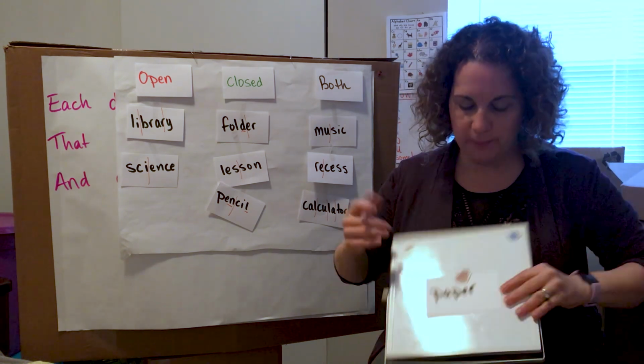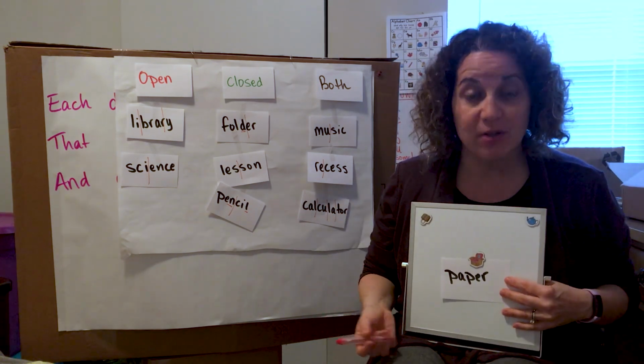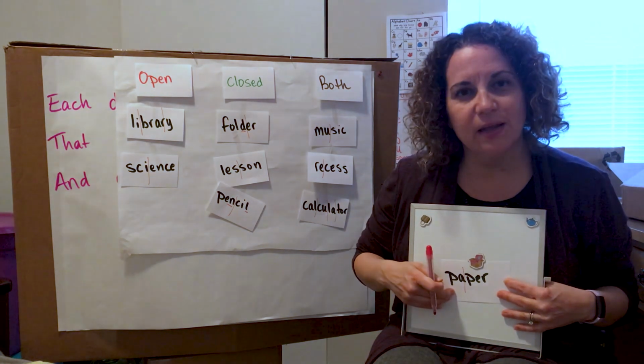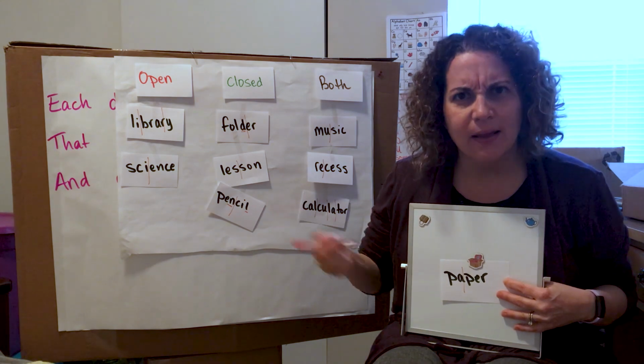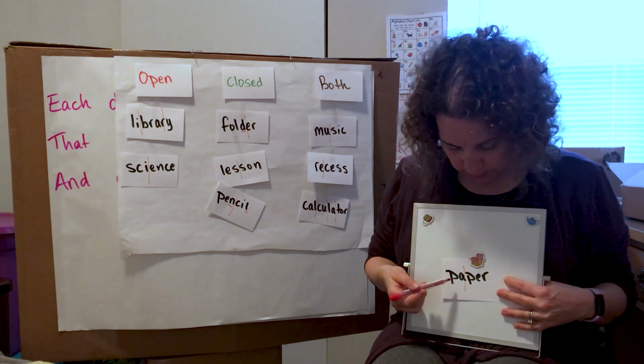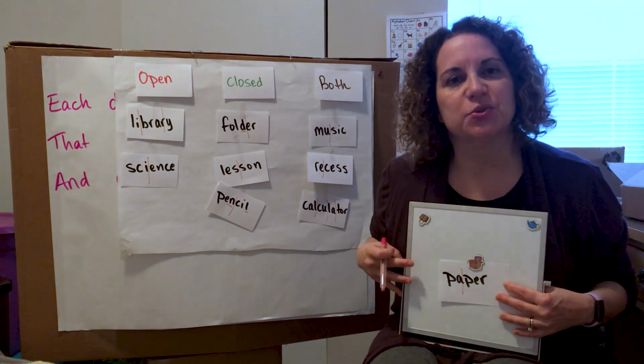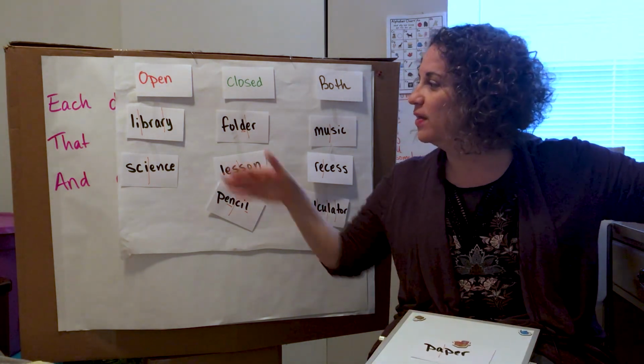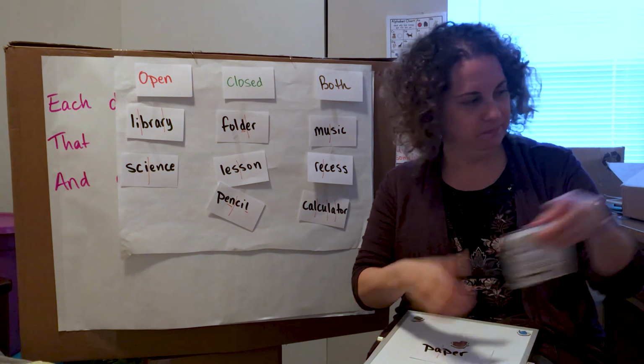Let's do the word paper. You break that with me? Paper. What do we hear here at the beginning? A, you hear that long A? That's an example of an open syllable. And then we have another one of those R-controlled syllables that we'll talk about another time. So paper is an example of a word with an open syllable.